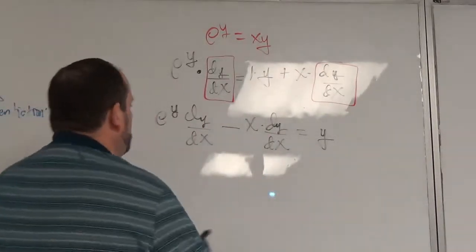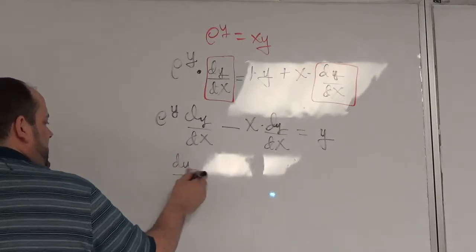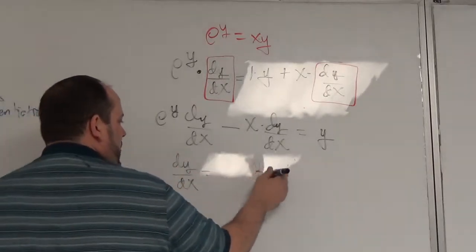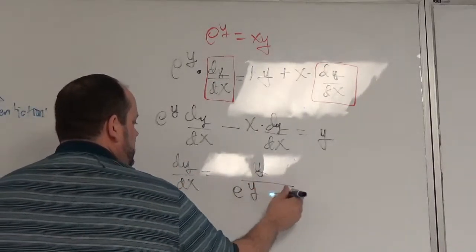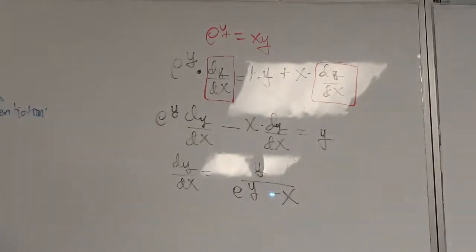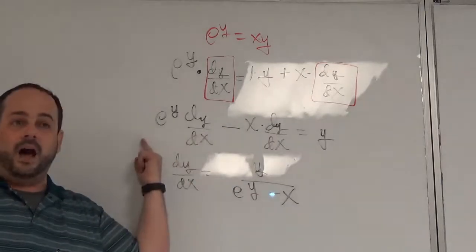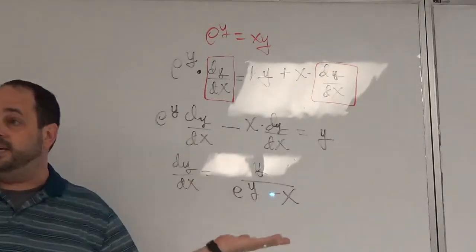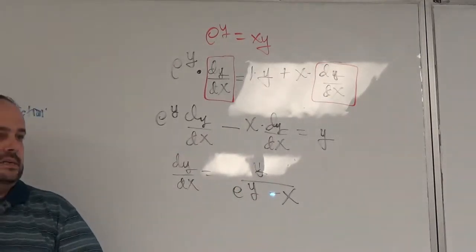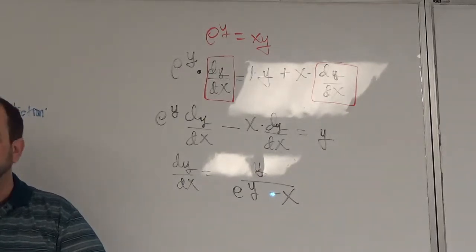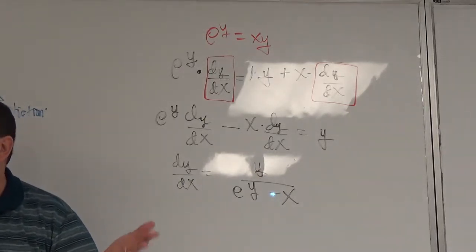That's fine. So we're going to get that dy dx is equal to y divided by e to the y minus x. I factored the dy dx out. I divided by all the other stuff. And I'm done. Great answer. Where is it on the answer choices? Nowhere. It's not there.